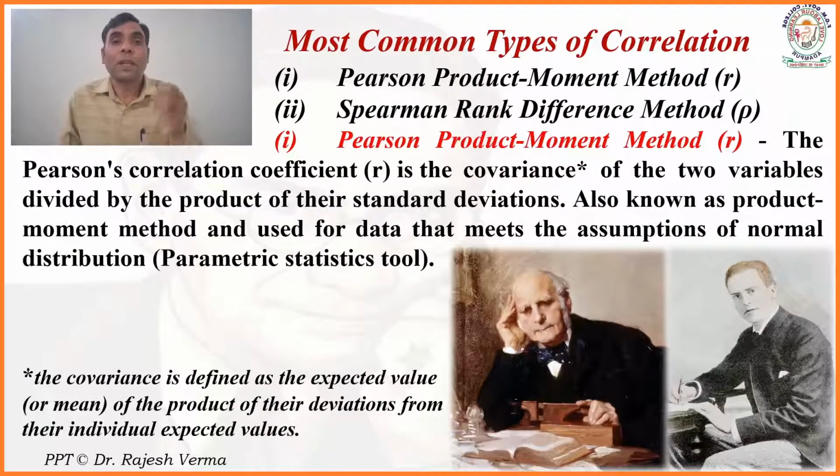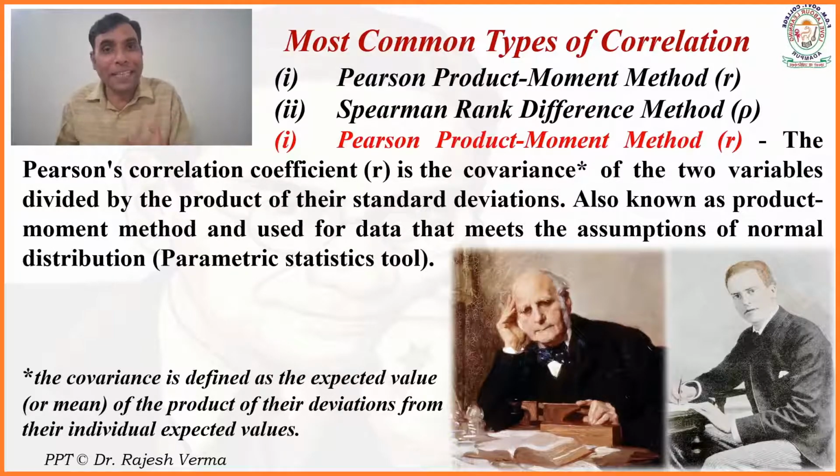Now, in statistics, of the most common types of correlation, we use two types: the Pearson Product-Moment Method and the Spearman rank difference method. The Pearson Product-Moment Method is represented by the small r. It's a very simple method and the most robust correlation technique. The Pearson correlation coefficient is the covariance of the two variables divided by the product of their standard deviations. So this is the definition of the Pearson Product-Moment Method.